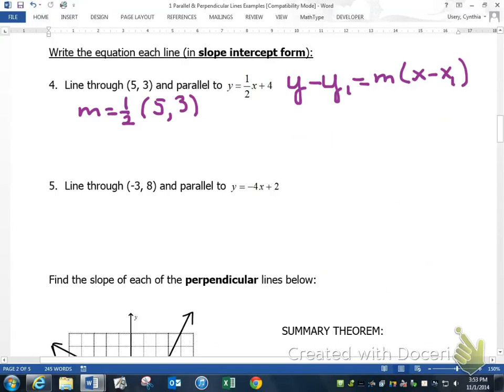Go ahead and do that on your own. I'm going to press pause here to give you a few minutes to see if you can get an answer, and then we'll compare.